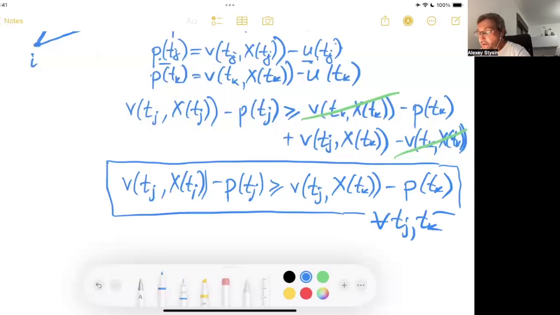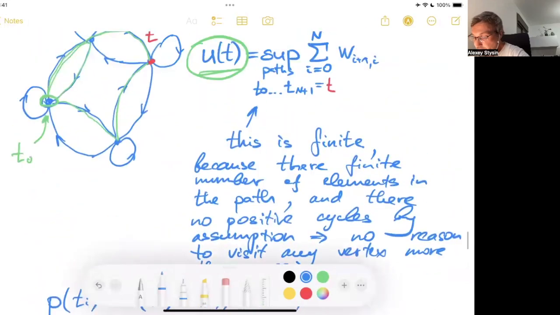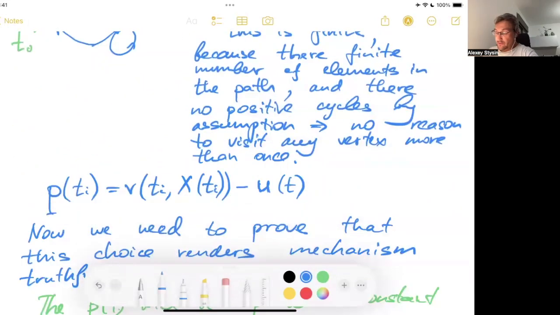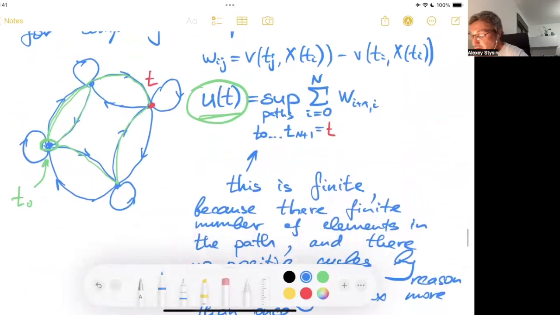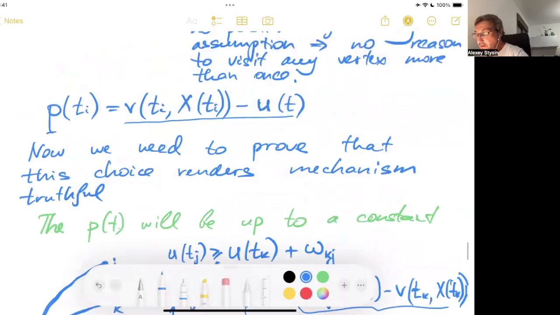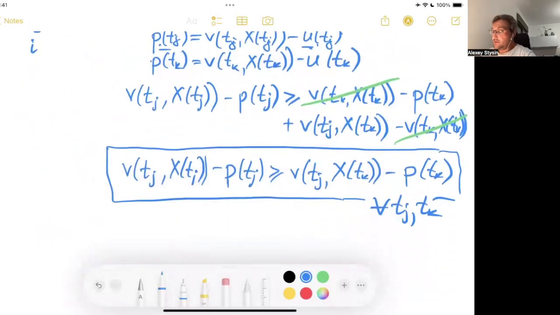So what we've got here is that we assumed the cyclic monotonicity condition. Then we decided to choose our price according to this. And we had this u of t as the weight of the largest path traveling from some reference point to the point t. And because, by the cyclic monotonicity condition, there are no positive cycles here, we got that this thing is finite. And then from there, we got that this is actually the payment that gets us what we wanted.